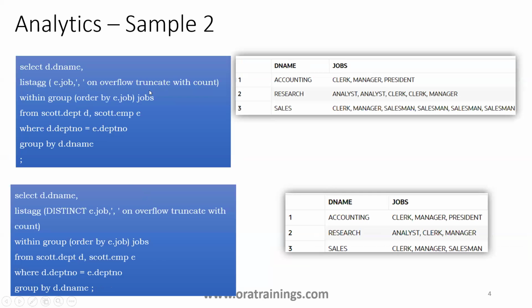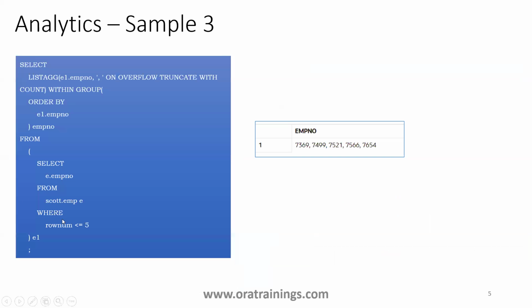Now the next thing is similar to the earlier sample, but the only thing is here, instead of printing the employee number, we are just printing the jobs here. E.job WITHIN GROUP ORDER BY job. And the next one, it's almost similar again, the same as the above one. So now the final one is, let us say, sometimes you may get a requirement.